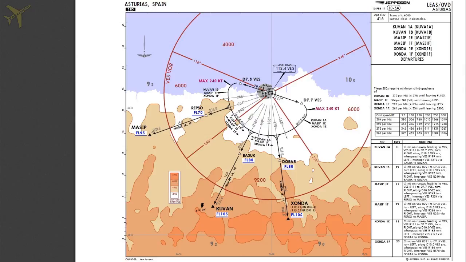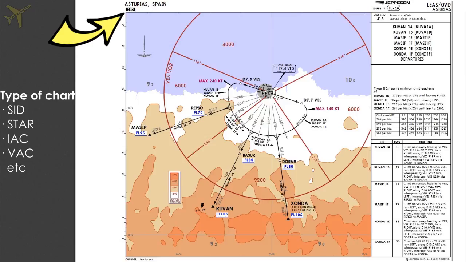We will start reading the chart from the top left corner all the way to the bottom right corner. The first thing we encounter on this chart is the airport's name or the closest city or geographical information and the country. In our example, Asturias, Spain. Below, over a black box, the type of chart. In this case, this is a SID, which means Standard Instrument Departure.